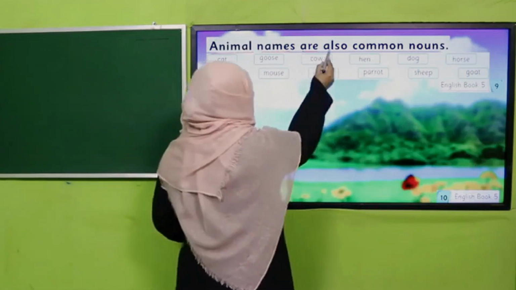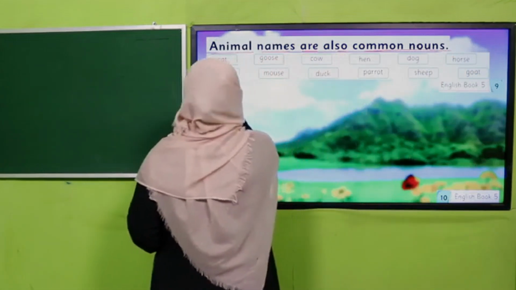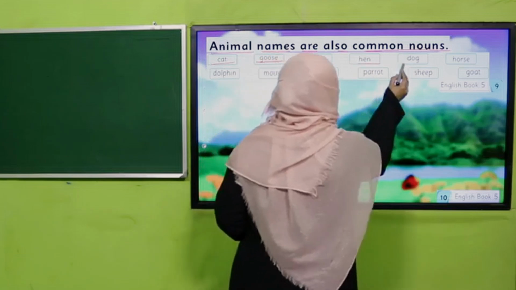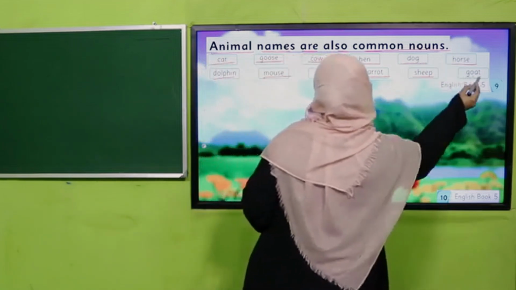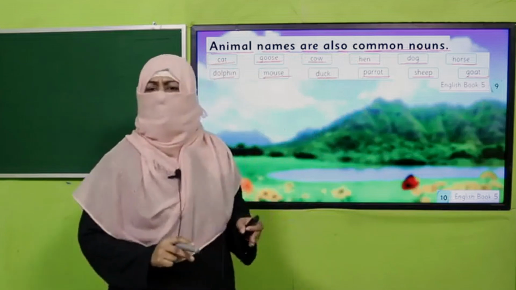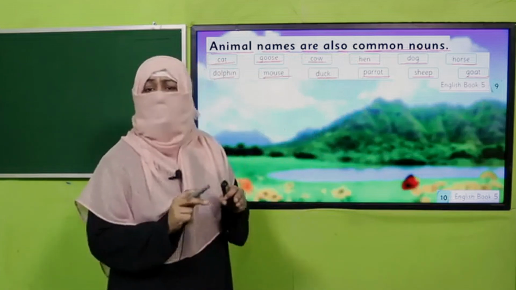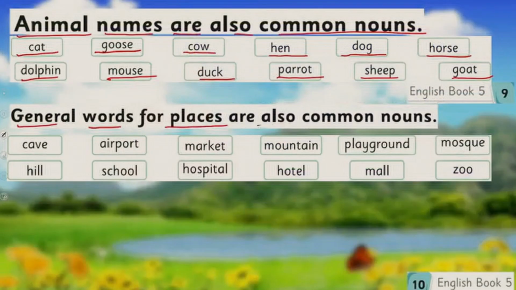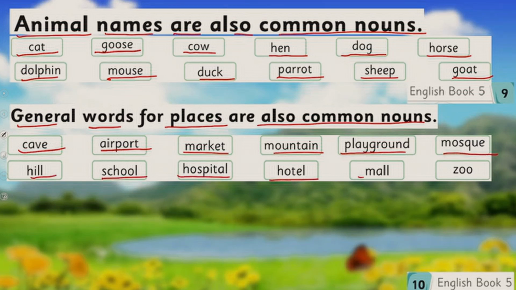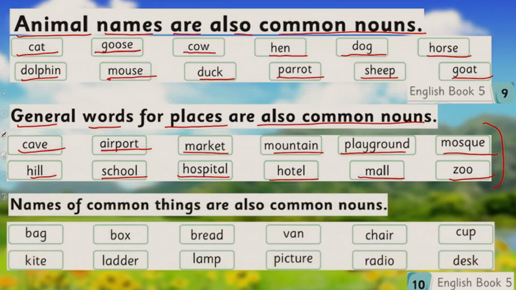Animal names are also common nouns. For example, cat, goose, cow, hen, dog, horse, dolphin, mouse, duck, parrot, sheep, goat. I believe you know many more names of animals. So all the names of animals are common nouns. General words for places are common nouns. Cave, airport, market, mountain, playground, mosque, hill, school, hospital, hotel, mall, zoo, all are common nouns.